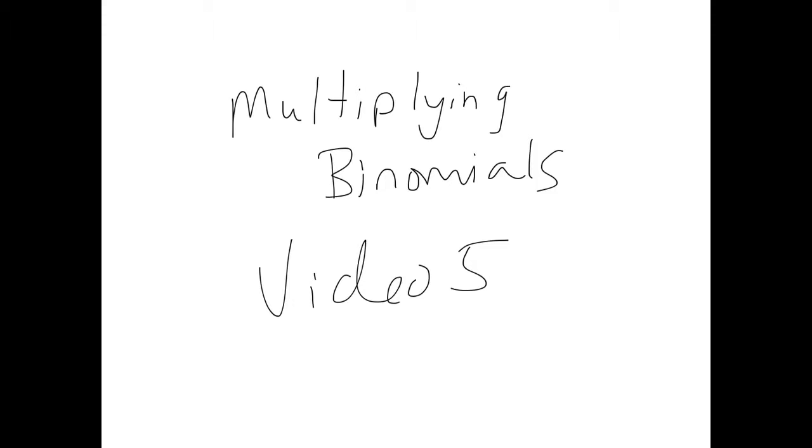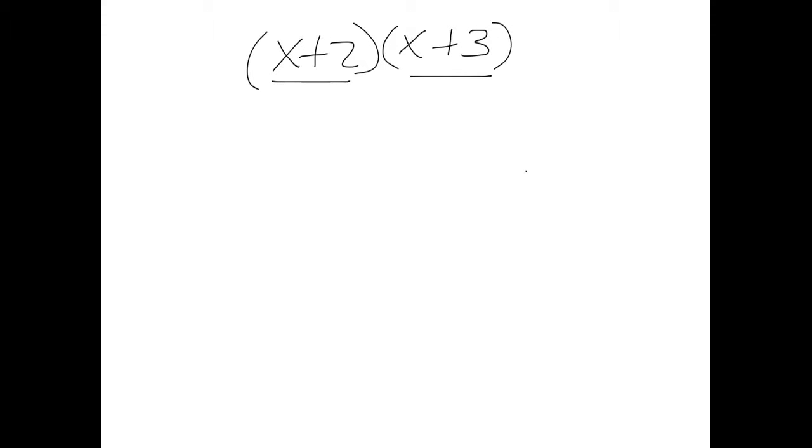We're going to talk about multiplying binomials today. In class we talked about different methods for multiplying binomials. Multiplying binomials looks like this. You have two expressions that each have two things. Those are binomials because they each have two terms on the inside of them.